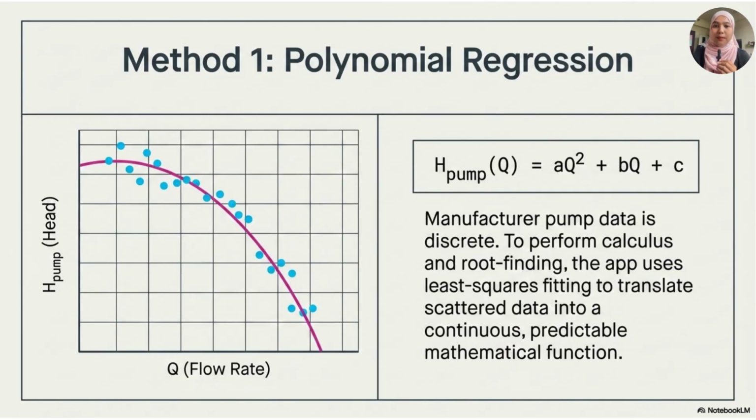Let's look closer at method 1, polynomial regression. Manufacturer pump data is notoriously discrete. It's just a collection of scattered points on a page. To perform reliable calculus, optimization, and root finding, the app utilizes least squares fitting to translate those scattered points into a continuous, highly predictable mathematical function. This gives us a mathematically sound curve to work with moving forward.